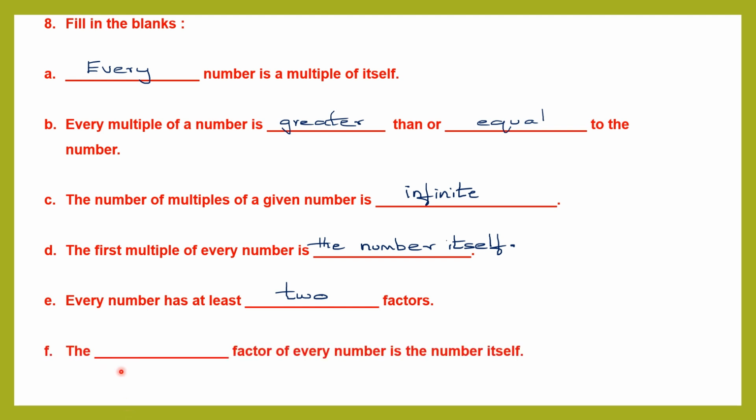Next one, the dash factor of every number is the number itself. Okay, now again let's take 6. 1 6s are 6, 2 3s are 6. So 1, 2, 3, 6. These are all the factors of 6. Now here it says the dash factor of every number is the number itself. Now which is this number which is the number itself? 6 is the number itself. And look at all the factors. This is the greatest factor, isn't it? So the greatest factor of every number is the number itself. So here we can write the word greatest. The greatest factor of every number is the number itself.